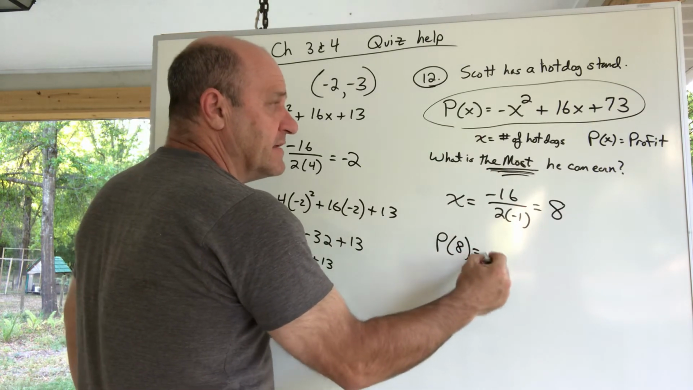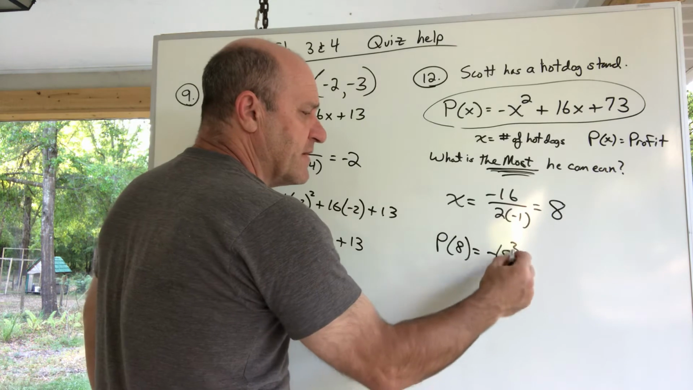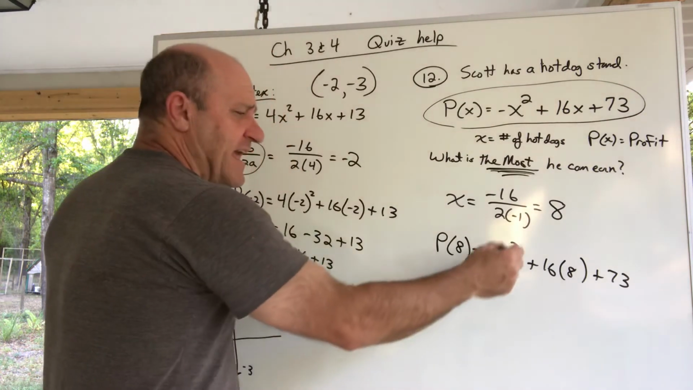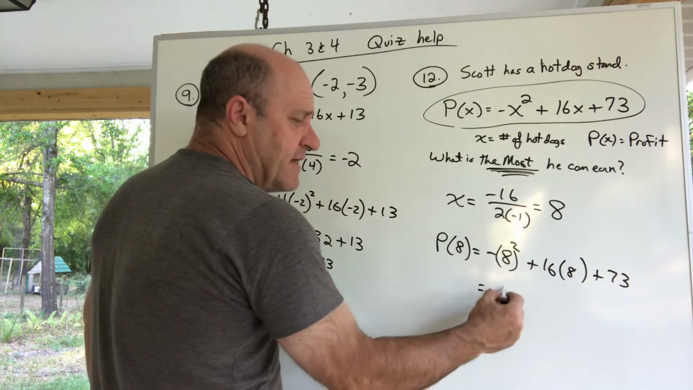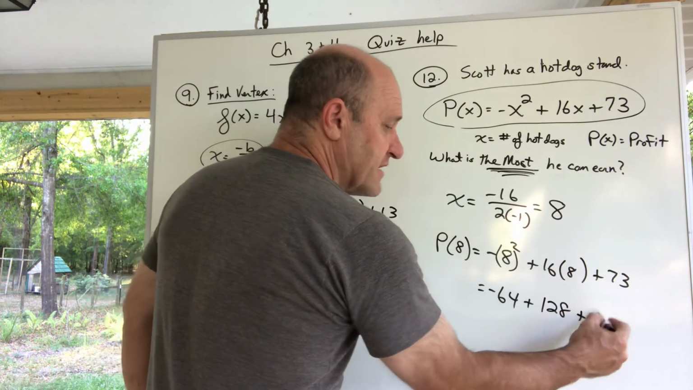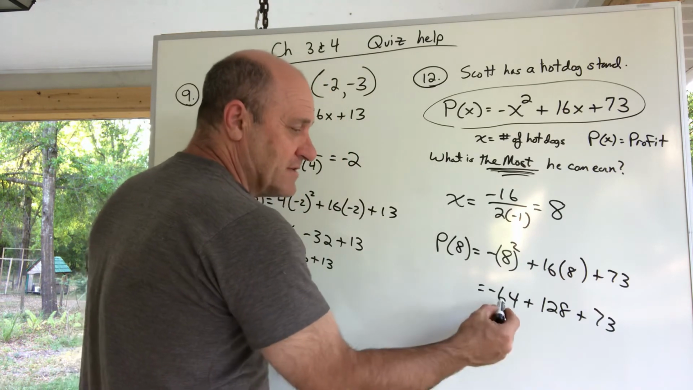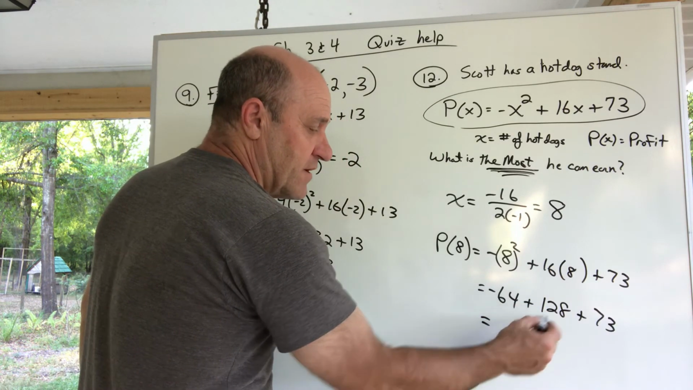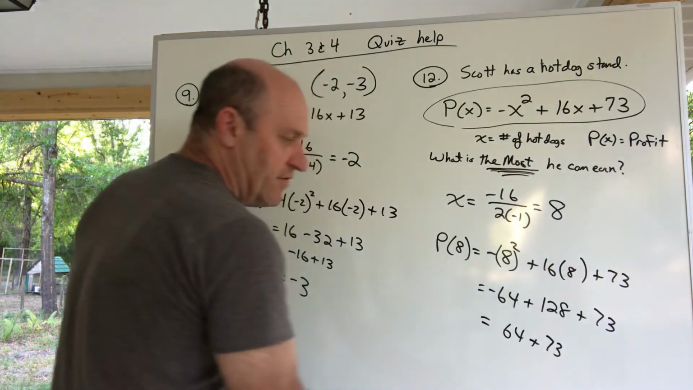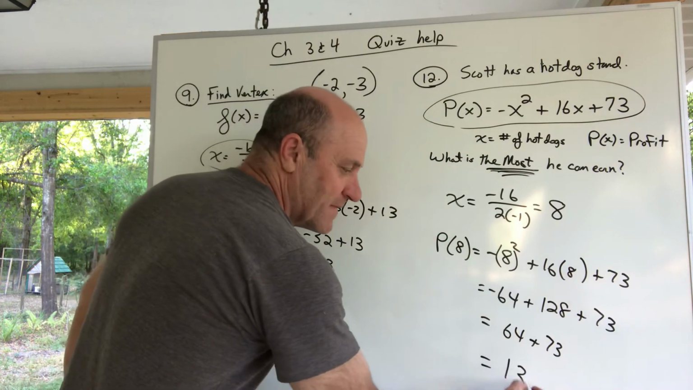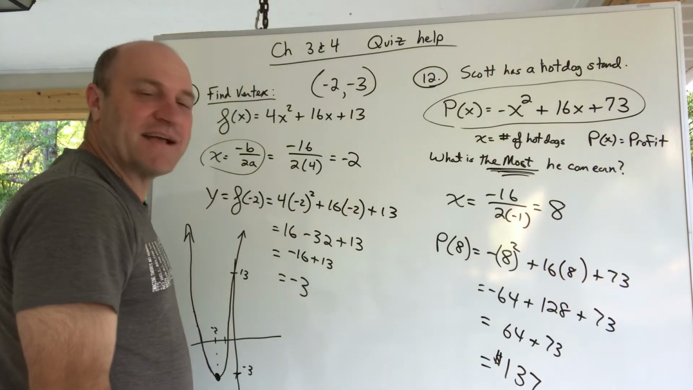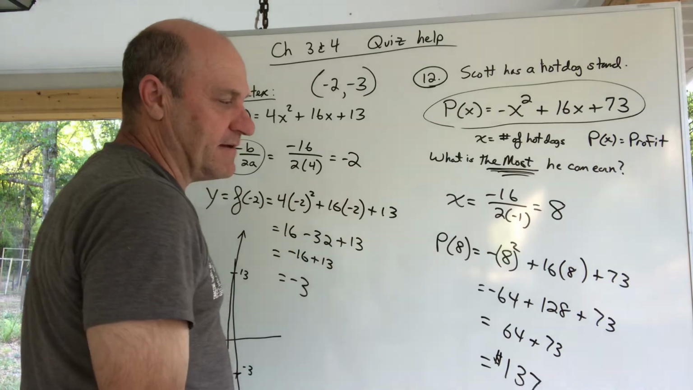So I plug this in to get the y value. P of 8 is negative 8 squared. Be careful with that. Plus 16 times 8 plus 73. So that is 8 squared, which is 64, but then it's negated. Negative 64. 16 times 8 is 128 plus 73. This is going to be the answer here. That's negative 64 plus 201, which gives 137 dollars. It was in dollars. That's the most he can earn. That's the maximum profit for his little hot dog stand.